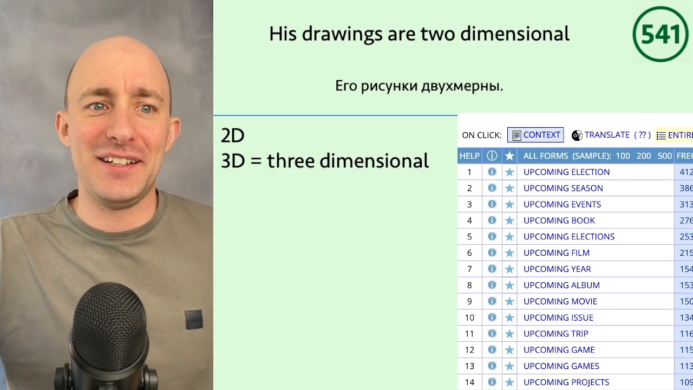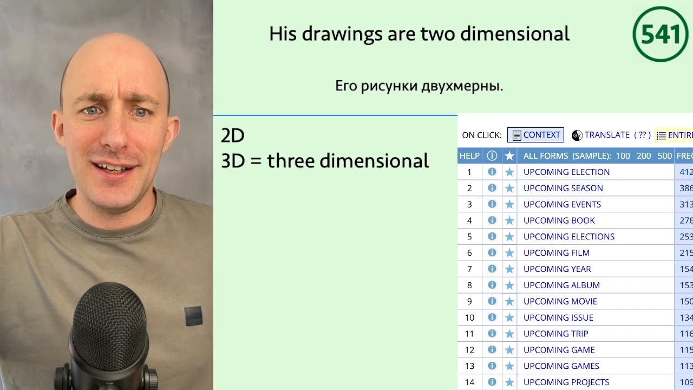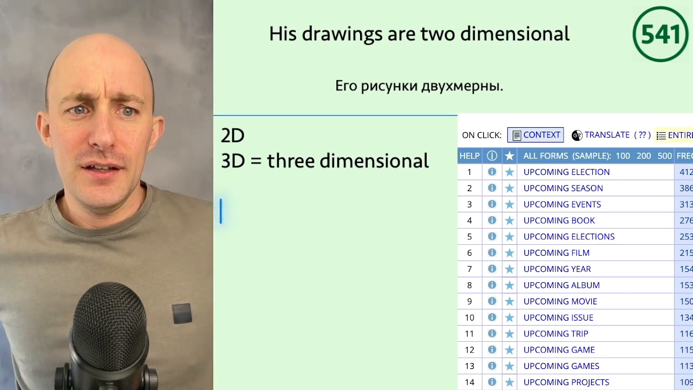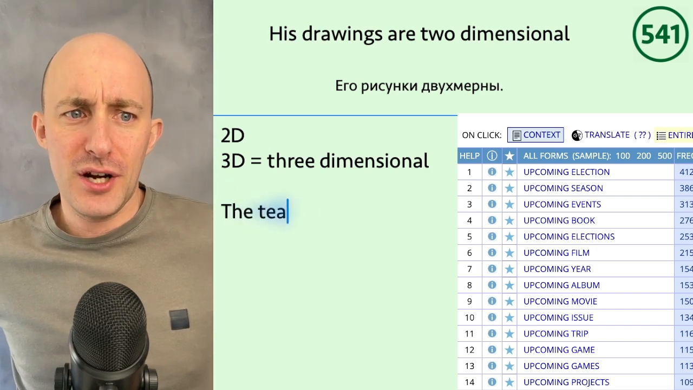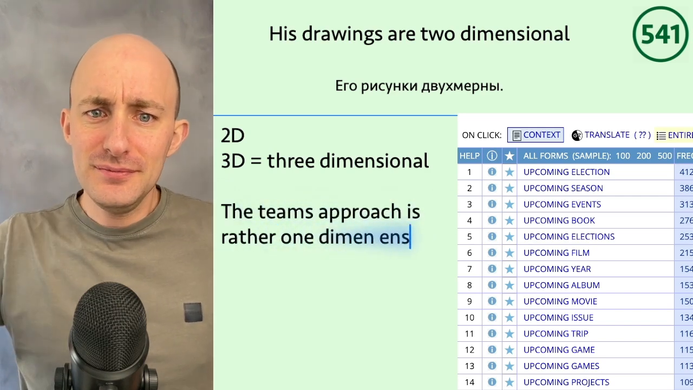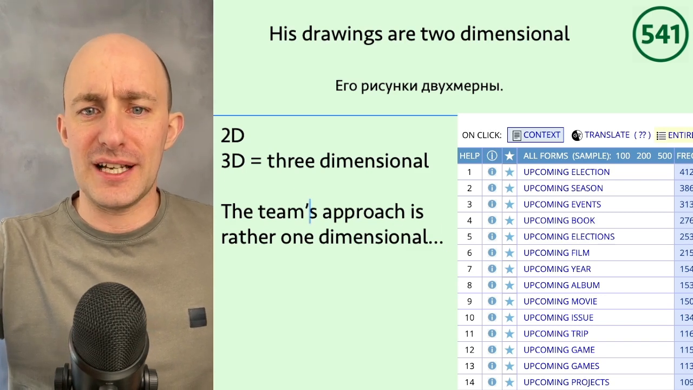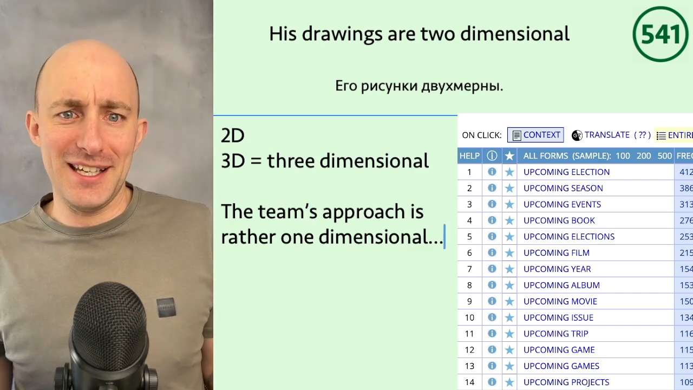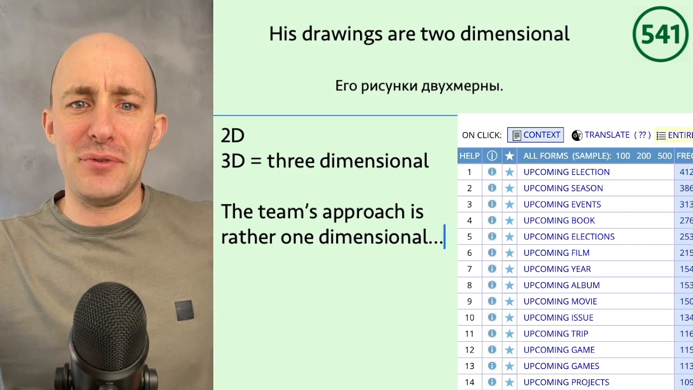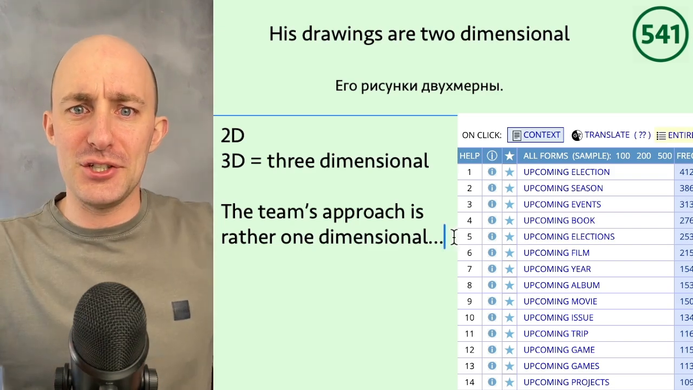Sometimes you can also say 1-dimensional. The team's approach is rather 1-dimensional. Like they only have one way. So in football, for example, they only have one way of doing something. It's a 1-dimensional approach. Dimensions.